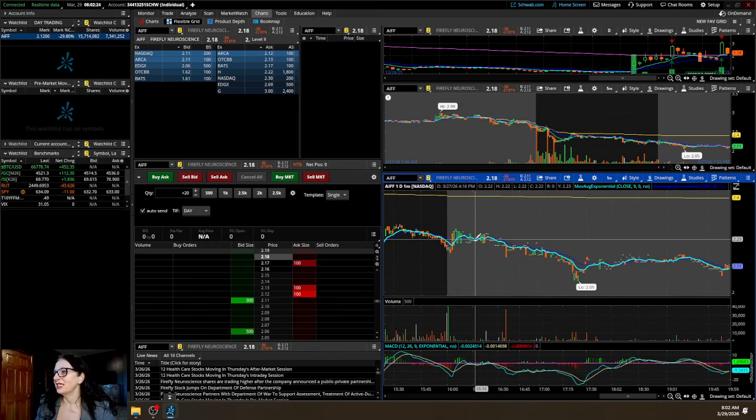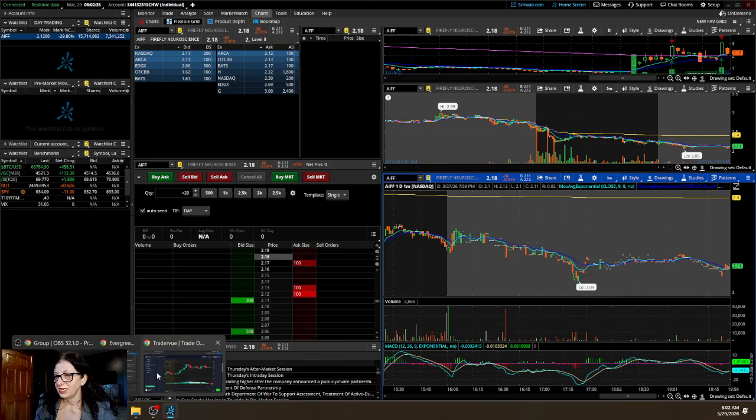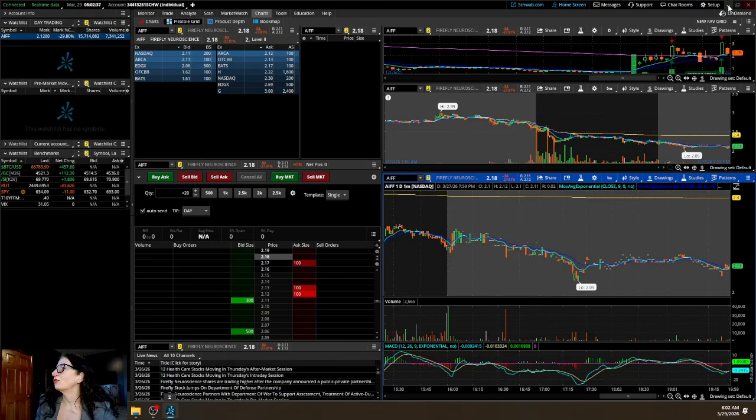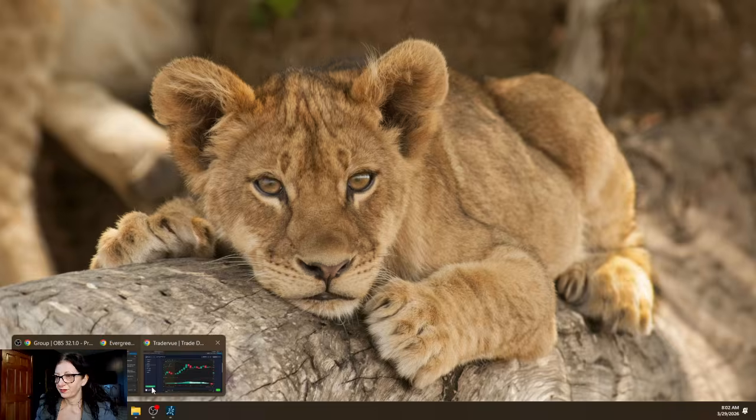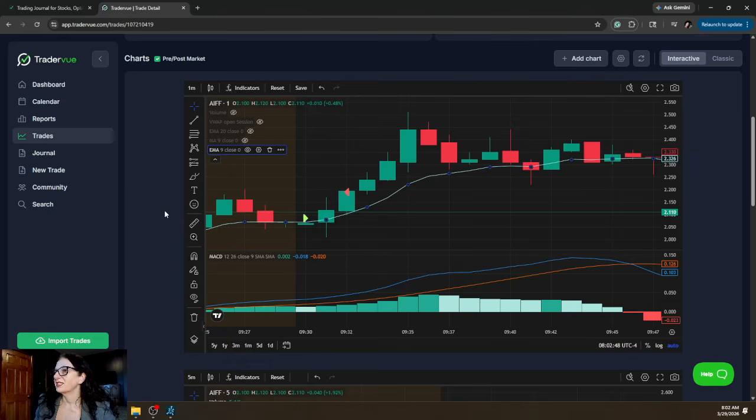All right, so you can see I have it set up on all my charts. It's just a lot harder to see here because I have a lot going on with different indicators. So we are going to stick to my TradingView. Okay, we're going to stick to this one.